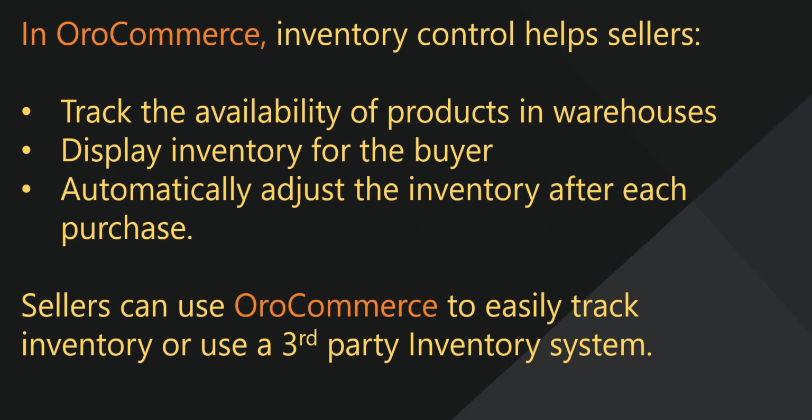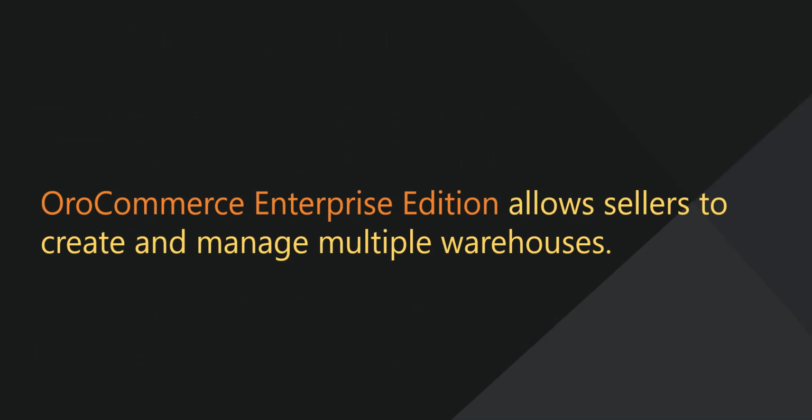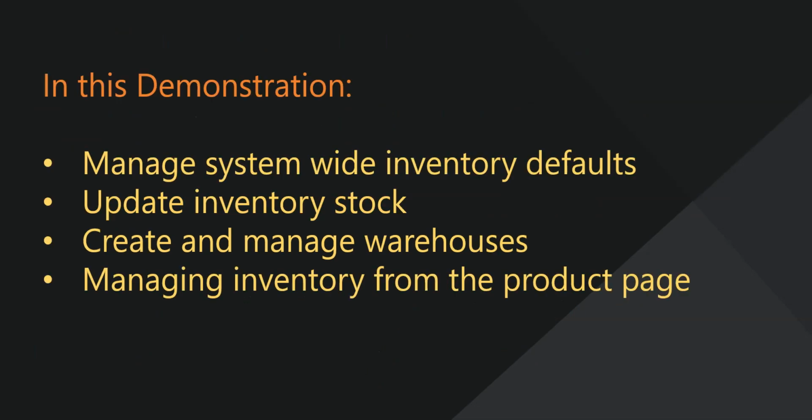In OroCommerce, inventory control helps sellers track the availability of products in your warehouse, display it for the buyer, and automatically adjust it after each purchase. You can use OroCommerce to easily track your inventory as well as using third-party inventory systems. Additionally, OroCommerce Enterprise Edition allows sellers to create and manage multiple warehouses. In this demonstration, we'll show you how to manage system-wide inventory defaults, update inventory stock, and create and manage warehouses. Additionally, we'll demonstrate managing inventory from the product page.